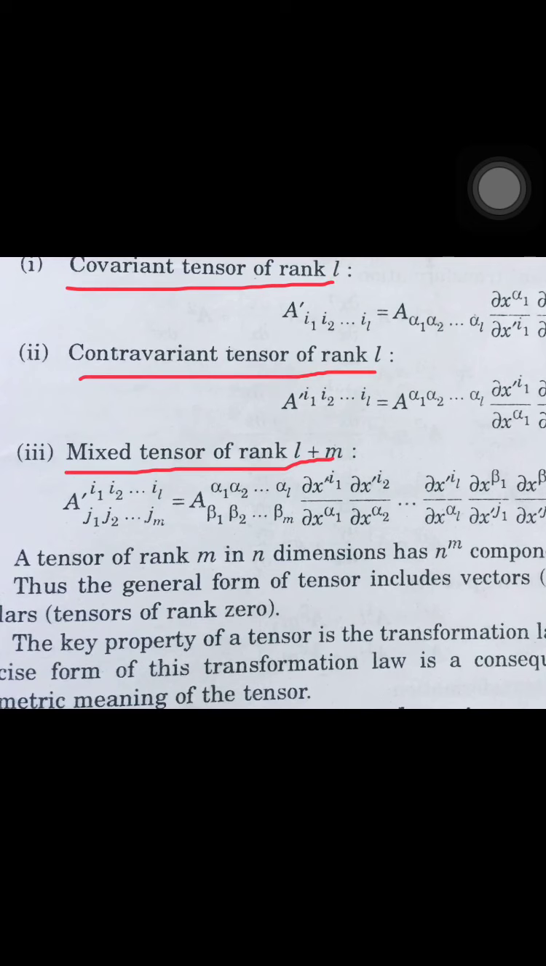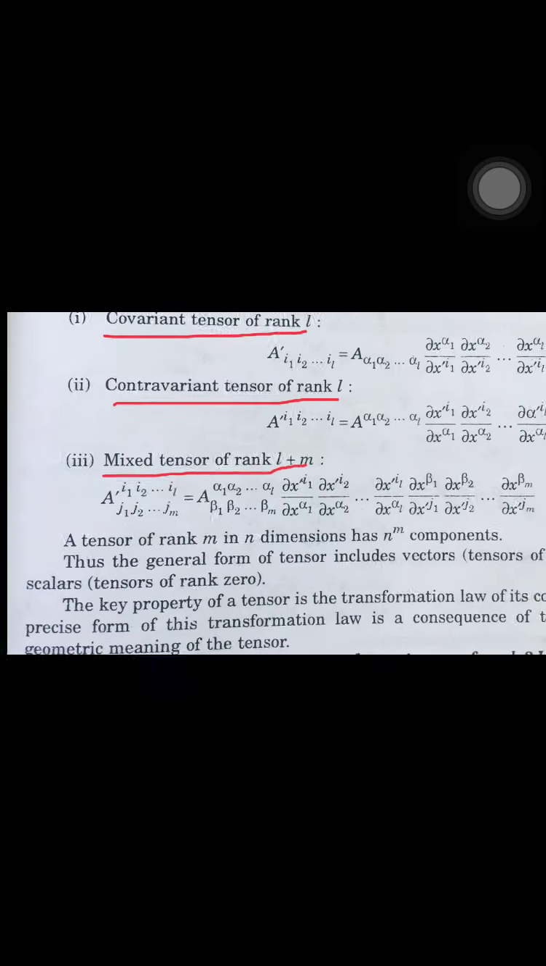We already discussed what is tensor. Here we studied the types of tensor: covariant tensor of rank L, similarly contravariant tensor of rank L, and finally mixed tensor of rank L plus M. Three types of entity. We already discussed what is scalar, what is vector, and how it converts or generates into tensor.